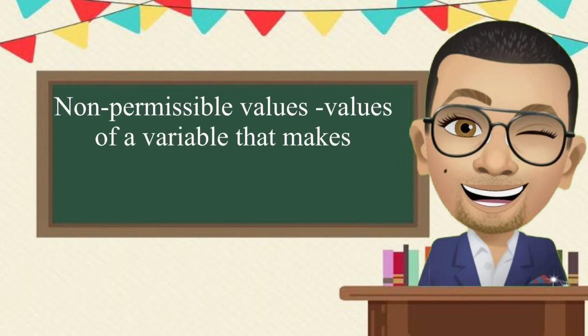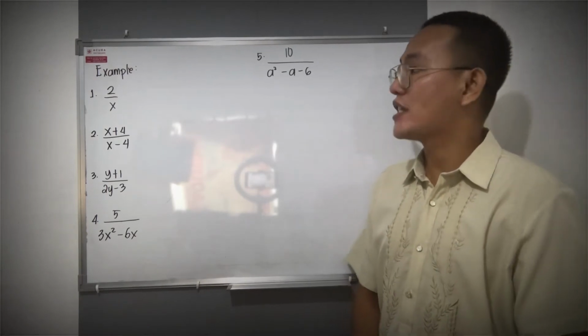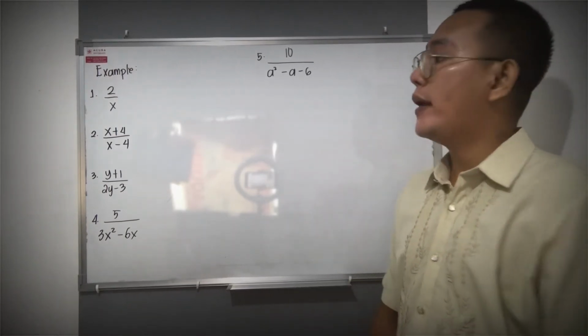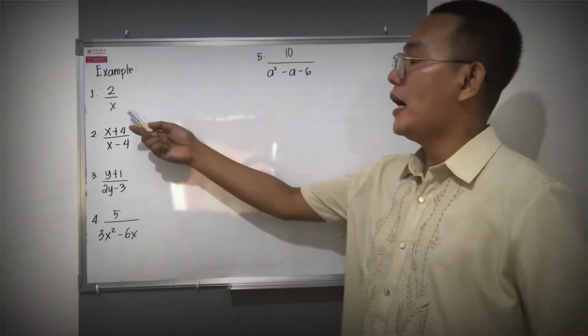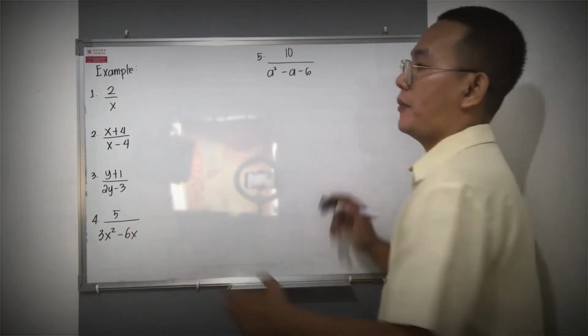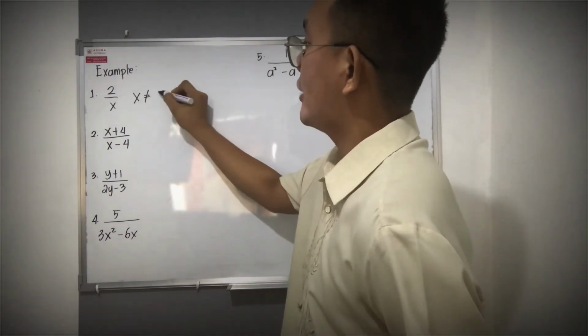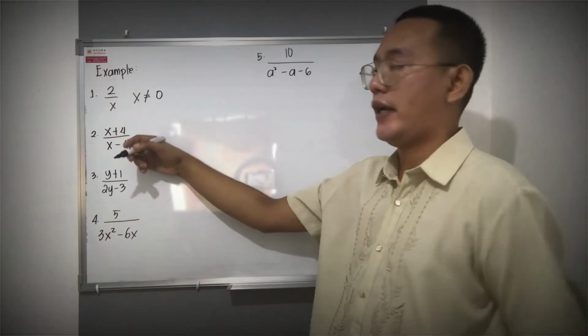Non-permissible values are values of the variable that make the denominator of a rational expression equal to 0. Okay, let's have an example. Number 1, we have 2 over x. So, to get the non-permissible or excluded values, we need to set the denominator equal to 0. In 2 over x, the value of x is not equal to 0, because 2 divided by 0 is undefined.